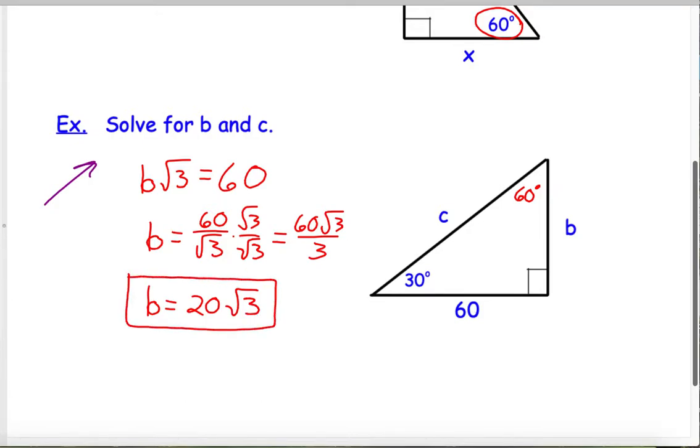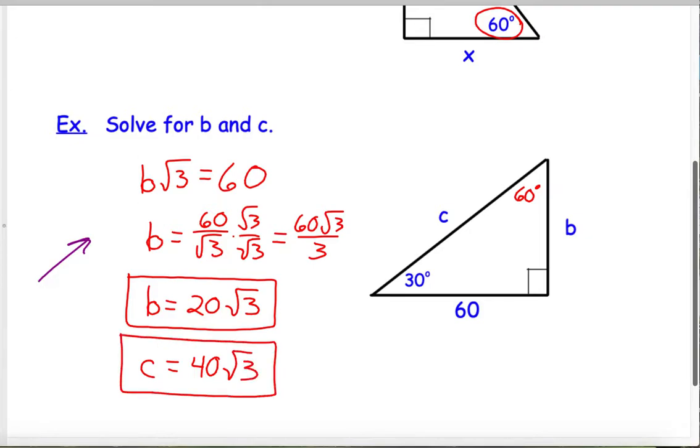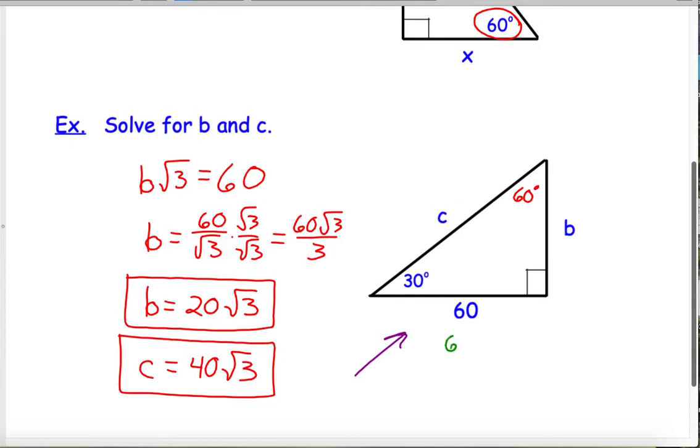Now, once I found the shorter leg, I know the hypotenuse is twice as long as the shorter leg. So I just need to multiply b by 2 to get my longer leg. So c is equal to 40 times the square root of 3. So don't think that the longer leg always has to have a number that's the square root of 3. Now, on the other hand, it would have been really easy if I said this side was, for example, 60 root 3. Well, then you know that this side would be 60, and then this would be 120.